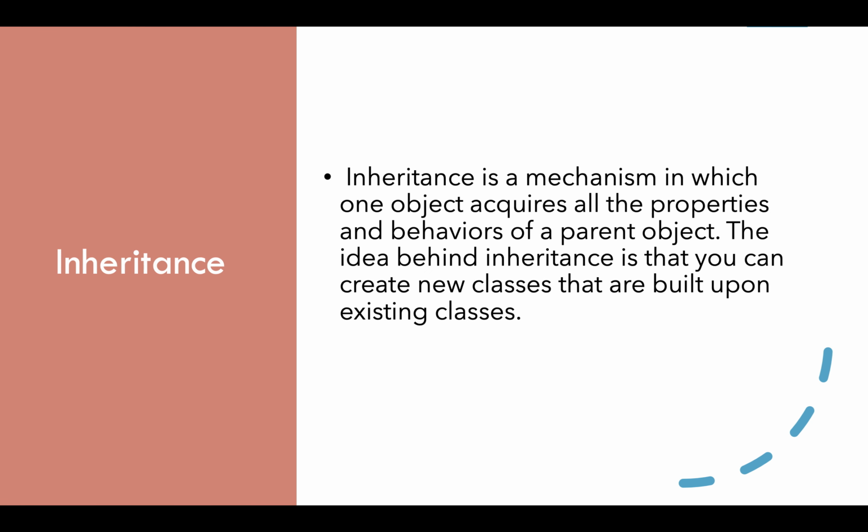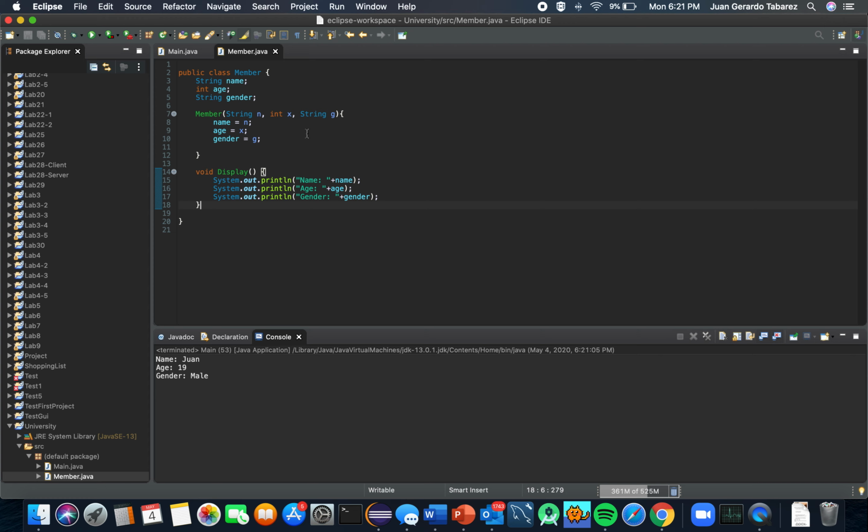Let's move on. So inheritance. Inheritance is a mechanism in which one object acquires all the properties and behaviors of a parent object. The idea behind inheritance is that you can create new classes that are built upon existing classes. That's the key, building classes upon existing classes. So I already have my member class. I'm going to call it the superclass. I have my super member class, but I want to expand more.